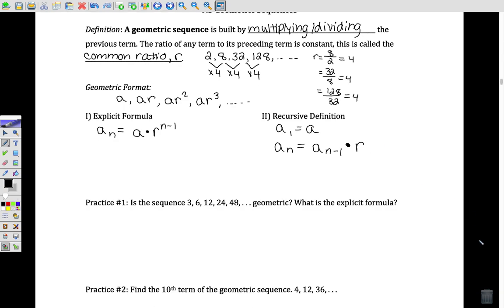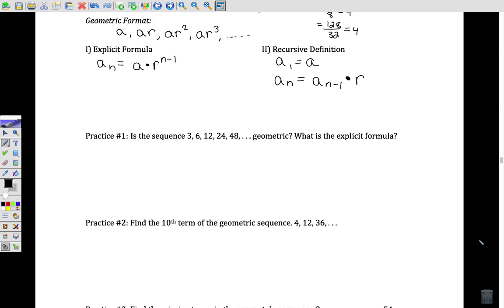So let's see how we can start using these formulas. In this first example, we just want to determine if this sequence is geometric or not. Remember that the common ratio has to hold true for any two terms next to each other. It can't just be the same for the first few and then drop off. So from 3 to 6, I multiply by 2, 6 to 12, 12 to 24, 24 to 48. I'm always multiplying by 2. So yes, this is geometric. My common ratio, R, is 2.